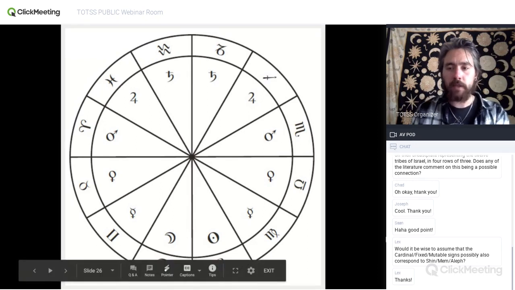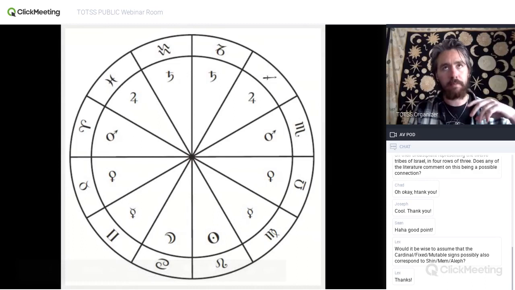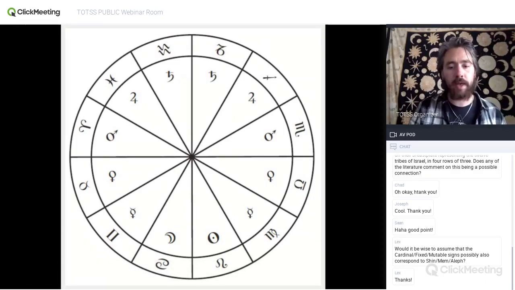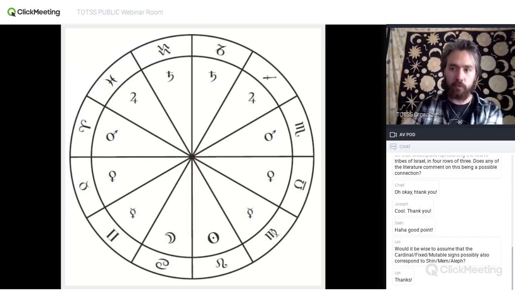Now, I think it's important to realize here that it's not that the planets rule the signs because they're similar in nature or something like that. It's not that Mercury rules Virgo because Virgo is similar in nature to Mercury. Virgo is similar in nature to Mercury because it's ruled by Mercury. The rulership is influencing the meaning and the qualities of the sign, rather than the other way around.